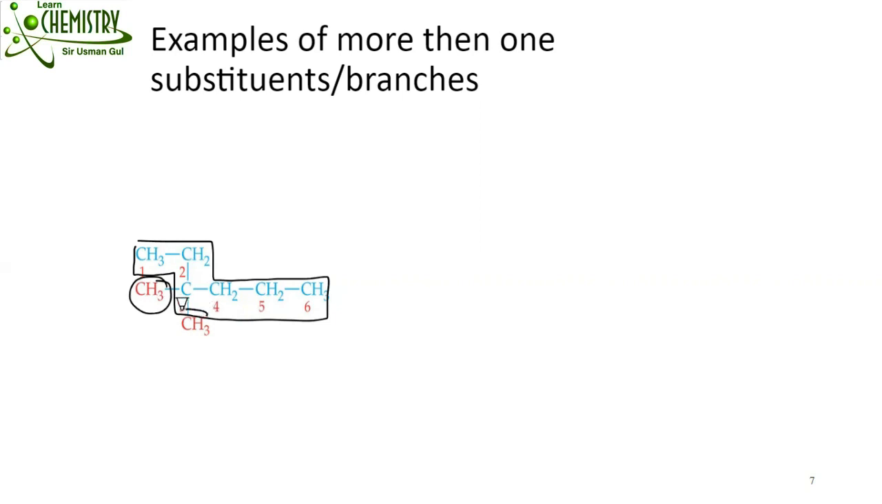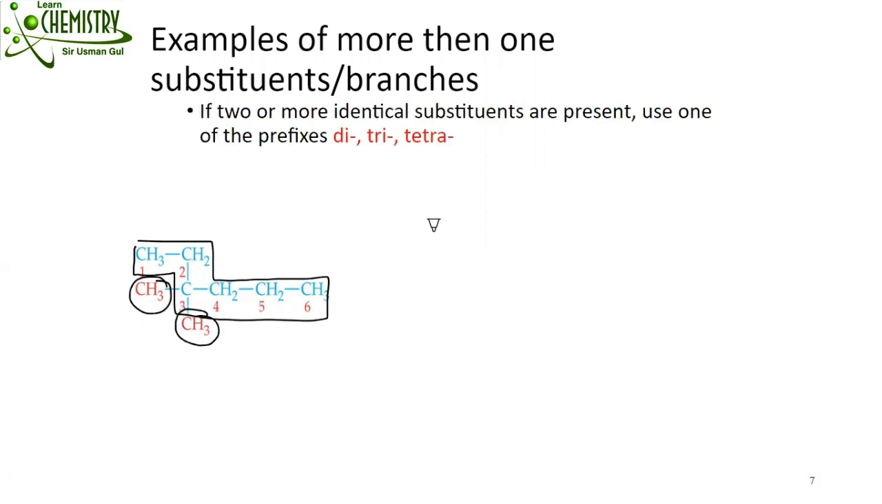And we have another branch, that is CH3. When we focus on the numbering, you can see this one is carbon number 1, this one is carbon number 2, and this one is carbon number 3. Both the branches are located at carbon number 3. So how can I name this compound? I have to follow another rule here.